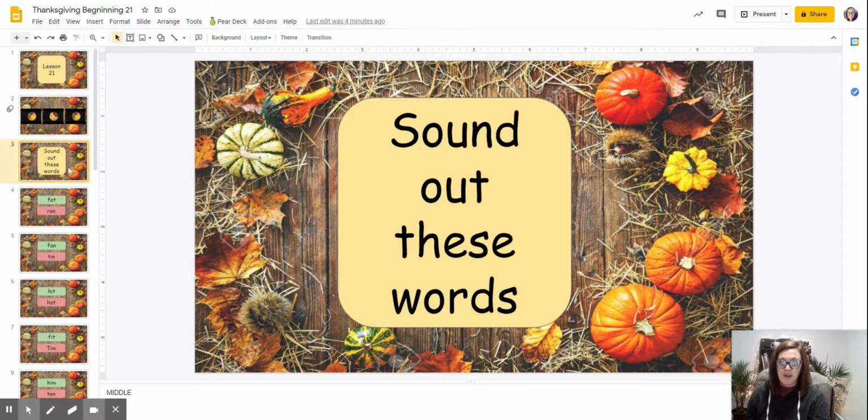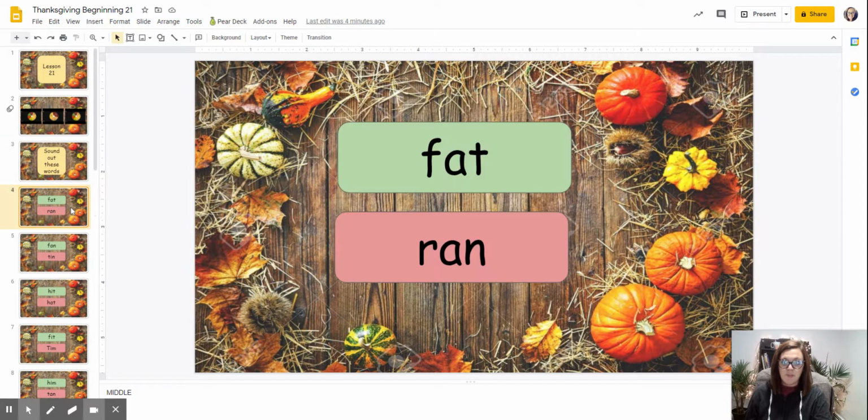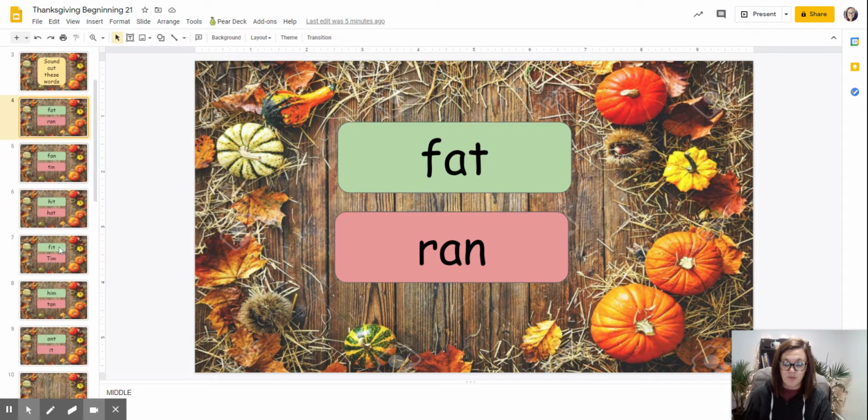And then I put some slides for them to sound out the words as well. What we've been doing is we try to do a roller coaster where you keep the sounds going. So, fat, ran. These are just examples of the words that we've done. And again, I'm only using the sounds that I've taught them so far to keep it simple. So there's a lot of those.